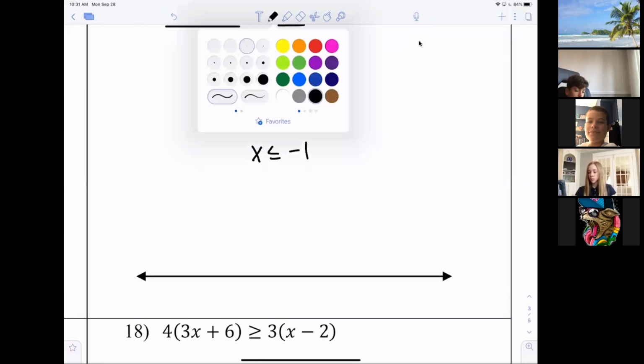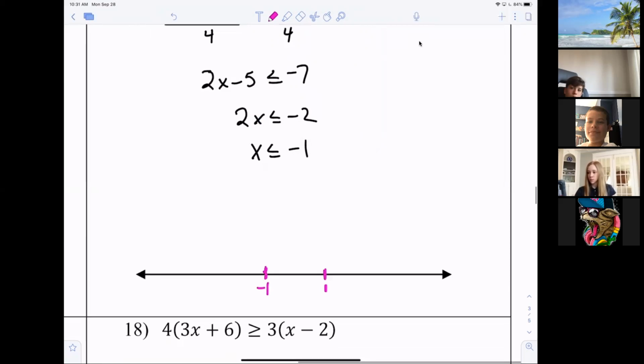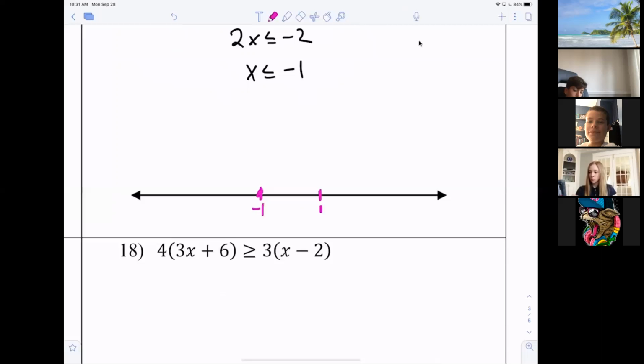Thank you so much. So let's put -1 down. Less than or equal to, is it solid or open? Solid, going in which direction? Going to the left. All right, hopefully you guys feel like, wow, that's not too bad, right? Not too bad. All right, 18, let's go.